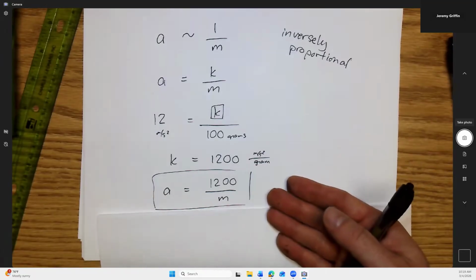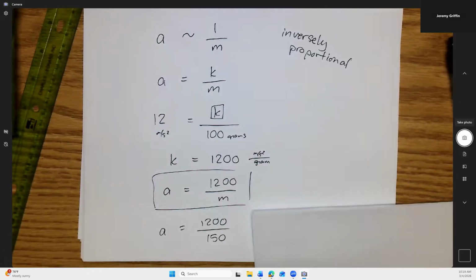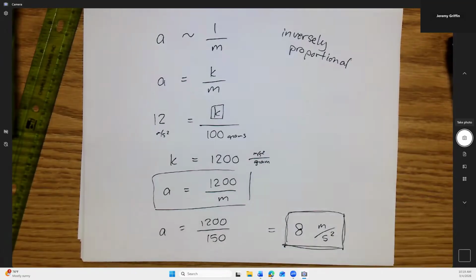Then going up for the end here, I told you that same force is going to be applied to 150 grams worth of mass. So you run this in your calculator, and the number pops out as 8. That's 8 meters per second squared.